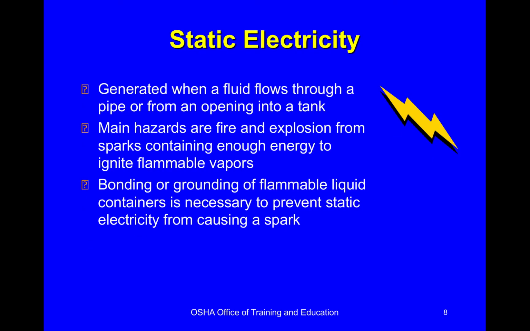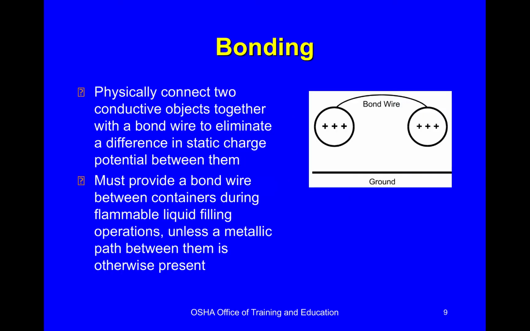Static electricity is also a source of ignition. It's generated when fluid flows through a pipe or from an opening into a tank. Main hazards of static electricity are fire and explosion from sparks containing enough energy to ignite the vapors. Bonding or grounding of flammable liquid containers is necessary to prevent static electricity from causing a spark.